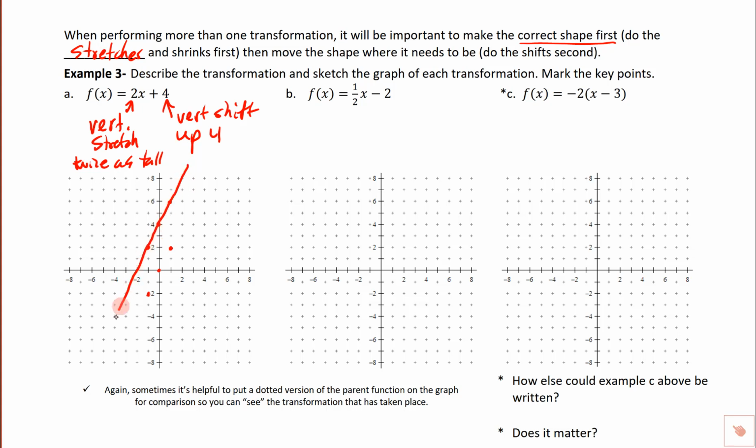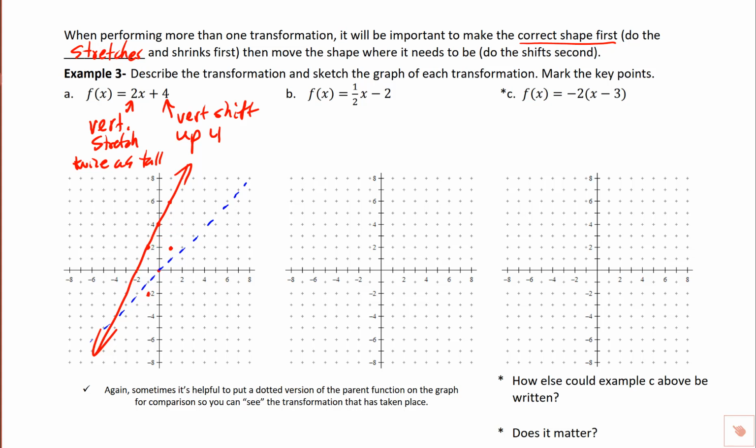So this is what it would look like. Okay, so we've got that shape right there. And again, I'll come back here and draw what the original one would look like, just this dotted line right here, perfect 45. You can see that it's been made twice as tall, it's twice as steep as it used to be, and it got moved up 4 units.